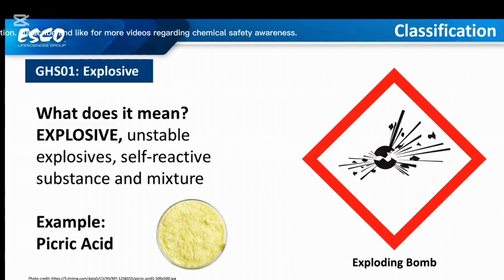For example, we have picric acid, and the labeling or the sign would be an exploding bomb. To check on the container, this sign is for the explosive chemicals.